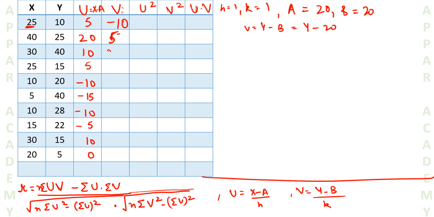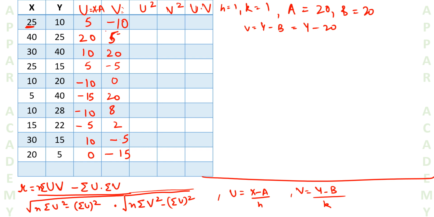40 minus 20 is 20. 15 minus 20 is minus 5, 20 minus 20 is 0, 40 minus 20 is 20, 28 minus 20 is 8, 22 minus 20 is 2, and 15 minus 20 is minus 5, 5 minus 20 is minus 15, right? So we have all these values.